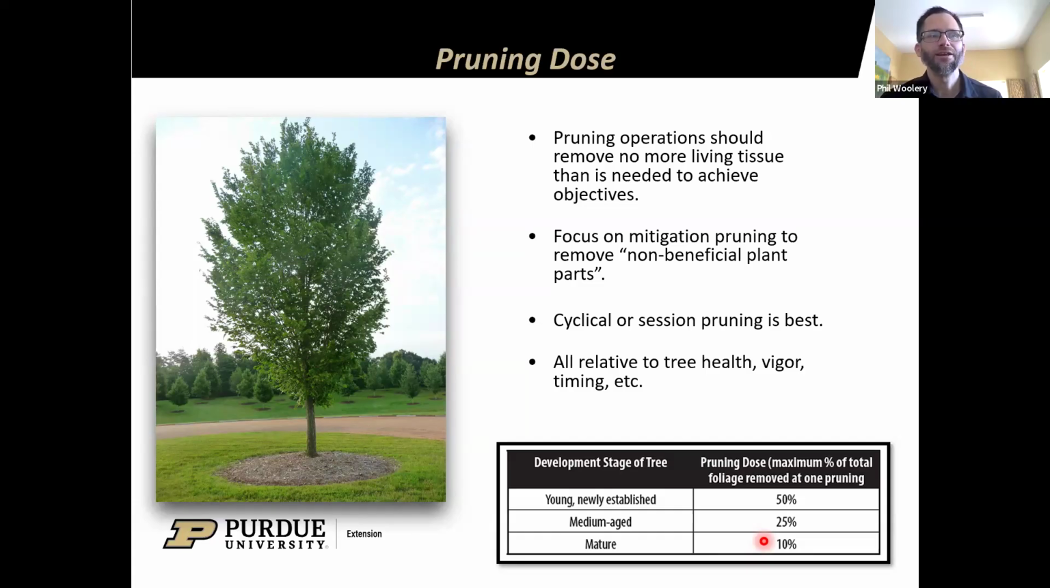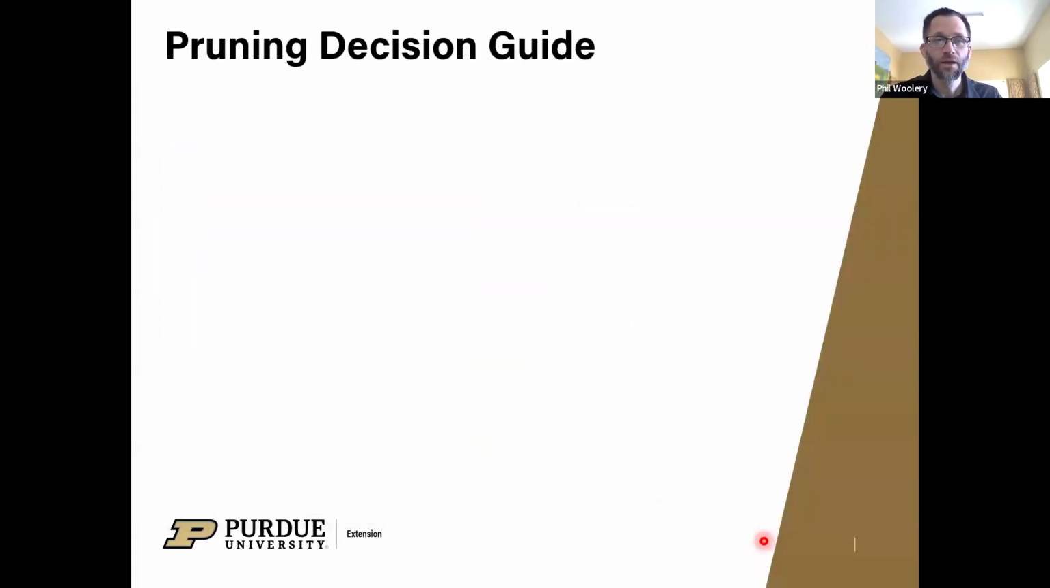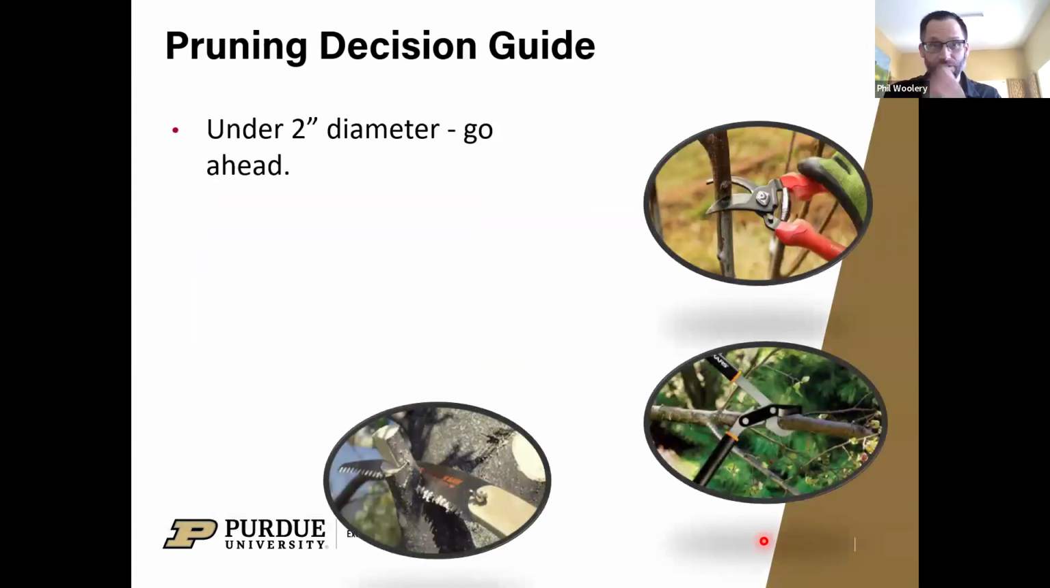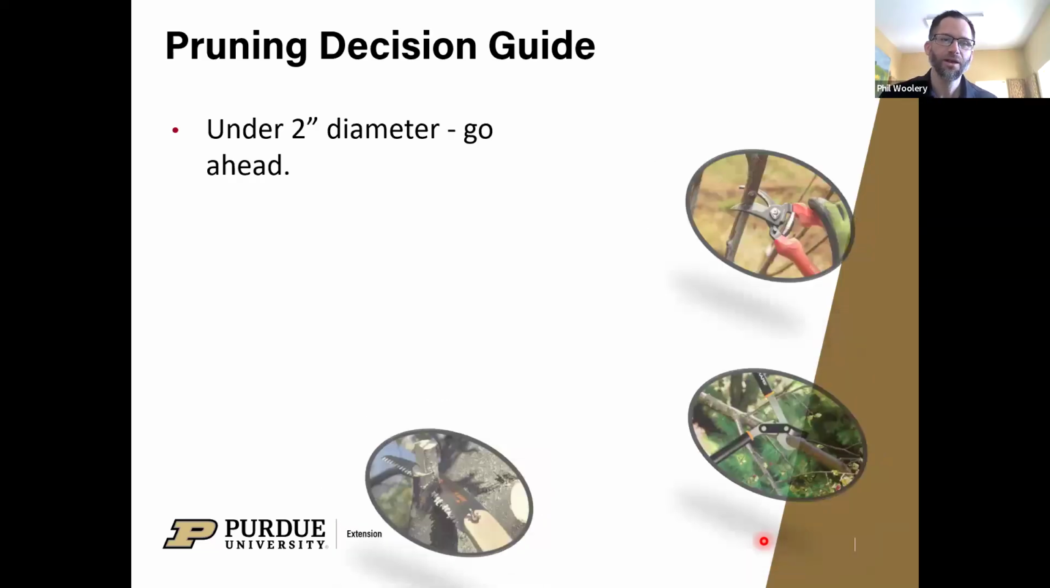They don't need it; it puts too much stress on them. So I like to say, with mature trees, good pruning is when you don't notice anything's been done, taking minimal things off. So that's what you want. With these, the branches under 2 inches in diameter are not that big a deal for a tree, so go ahead on those.